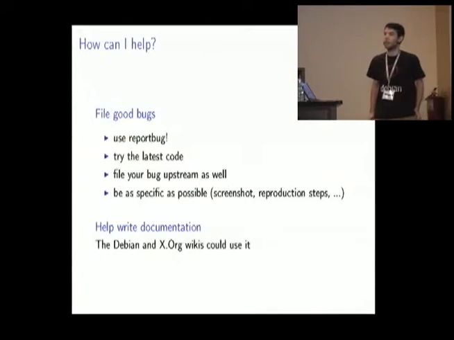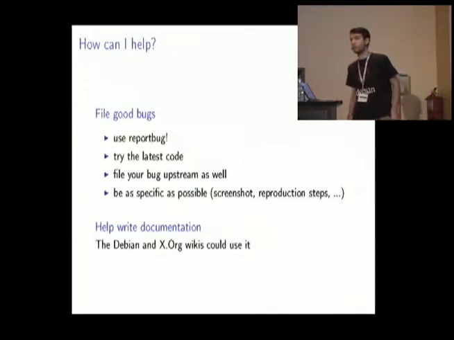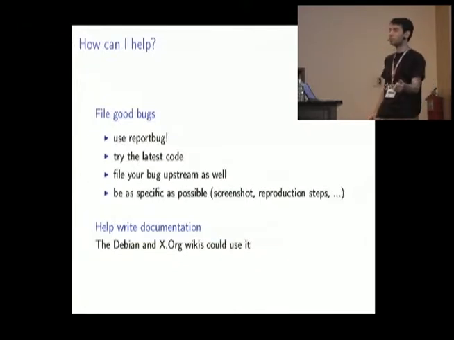And it's important to be as specific as possible when reporting a bug about how to reproduce it, what the symptoms are, and what software you're running, and stuff like this, to reduce the need for back and forth, and to make it easier for upstream to reproduce, because if they can reproduce, then usually the bug gets fixed a lot faster.